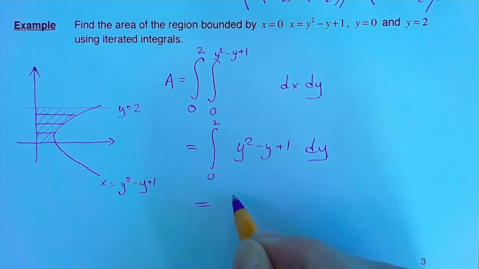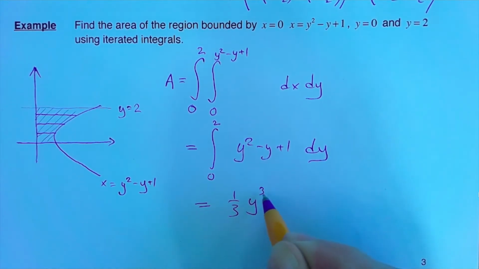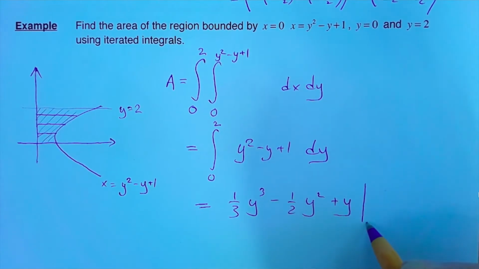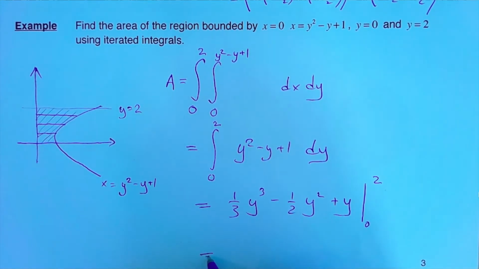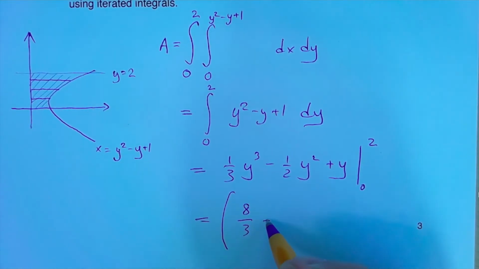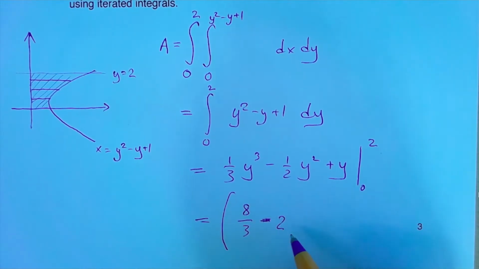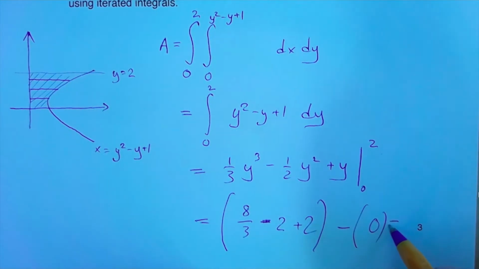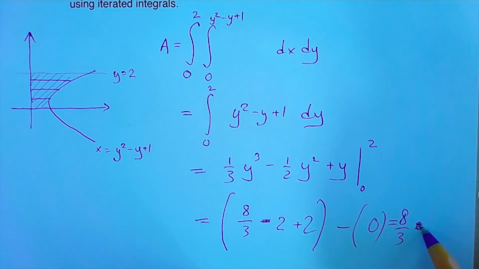And if we integrate this, 1/3 y cubed minus 1/2 y squared plus y from 0 to 2. And if we substitute, 8 over 3 minus 2 plus 2 minus 0. So altogether we find that it's 8 over 3.